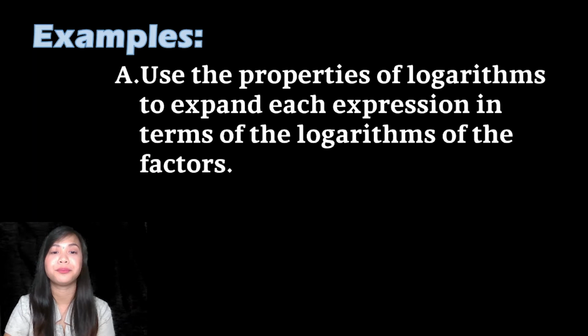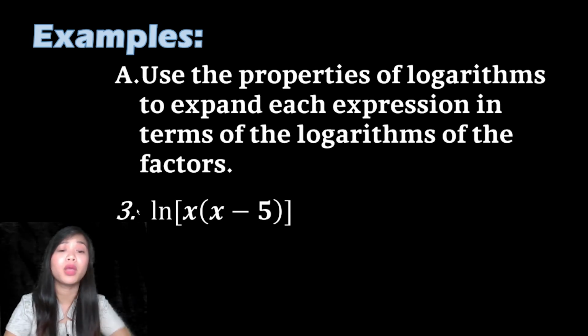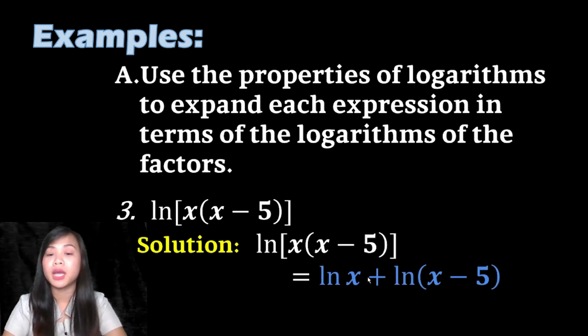Next example, number 3, we have ln of x multiplied by x minus 5. So we have here a product and our given logarithm is a natural logarithm. So in our solution, we can apply the product rule. We have ln x plus ln of x minus 5. So that is the expansion of this logarithmic expression.